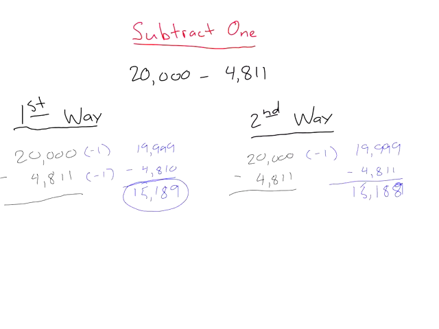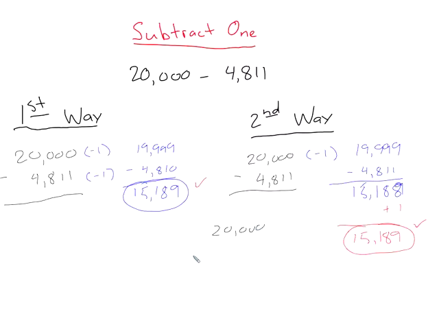Now the most important step that most people forget in this is, now that you took away the 1, you need to add it back into the problem to compensate for what just happened, and it becomes 15,189, which is the same here and here, and I will check it with the traditional algorithm.